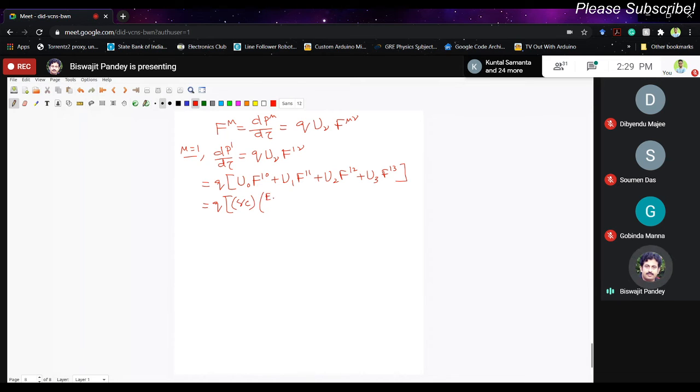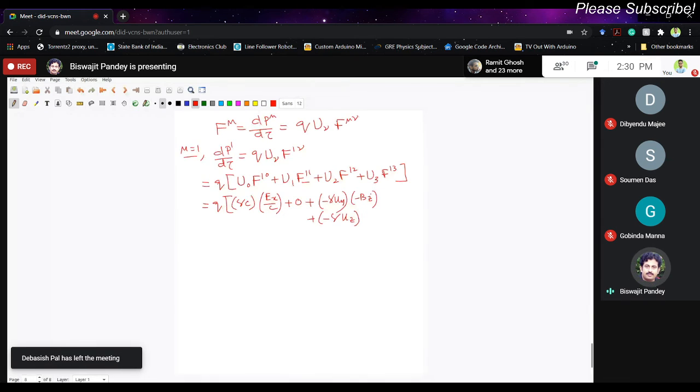I mean the second element of the first column, ex by c, plus this is a diagonal element, so straight away 0, plus this will be u2. This will be a covariant component, so negative, minus of gamma uy. And then f12, you can check it, f12 is minus of bz, and then u3 is similarly minus of gamma uz, and f13 is bz. No, not bz, this is by. This was minus of bz, this was by, b of y.